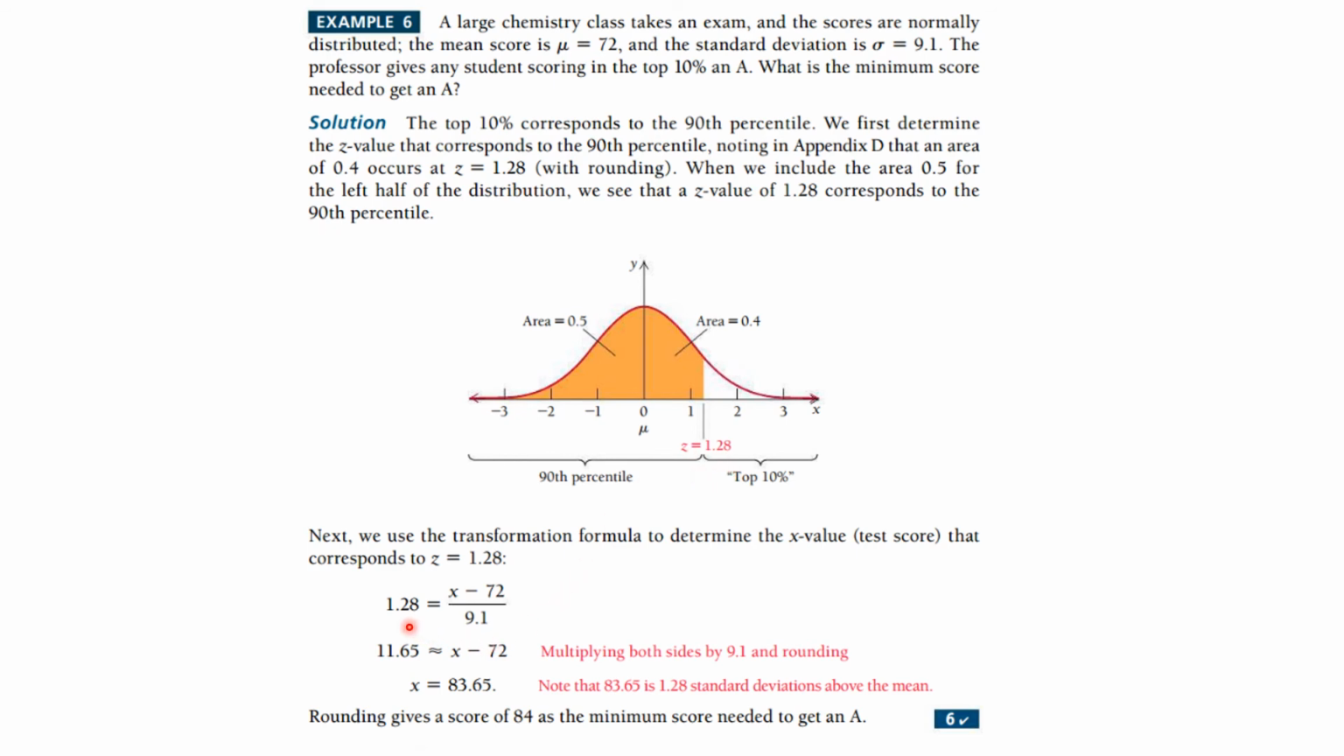But now what we're going to do is use the z-score backwards. You see, here's the z-score. So 1.28 is equal to x minus 72 divided by 9.1. I solve this equation for x. I multiply both sides by 9.1, and then I add 72. So this is that score in X space. And so you would have to get 84% to get an A in this course.